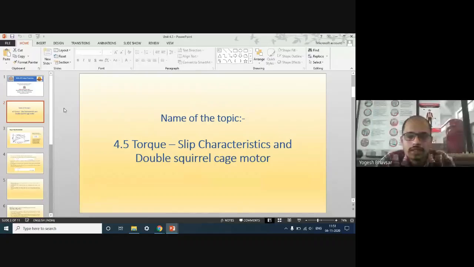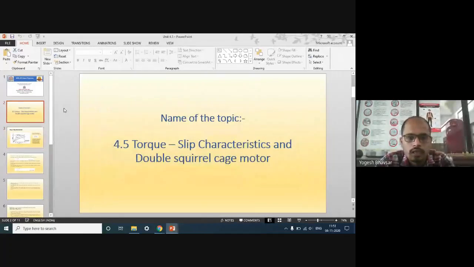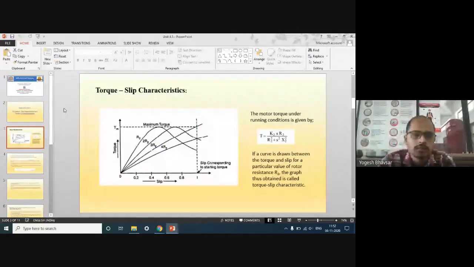So, torque slip characteristics and double squirrel cage motor. First we'll see torque slip characteristics. For every type of motor, we are required to draw torque-speed characteristics. For DC motors also, we have drawn these characteristics. But for a three-phase induction motor, we often call it torque slip characteristics. So instead of speed, we use slip.